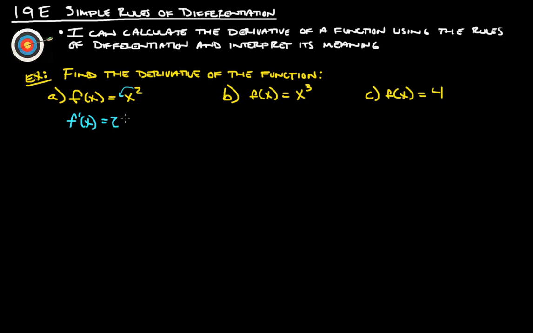So we go 2x, and then we're going to subtract 1 from this power. No matter what, you're always going to subtract 1 from that power. So 2 minus 1 is 1. All right, so we get f prime of x equals 2x.